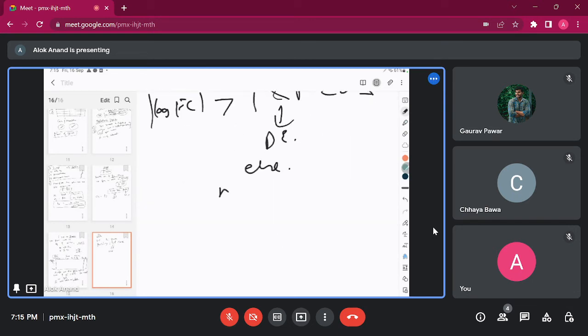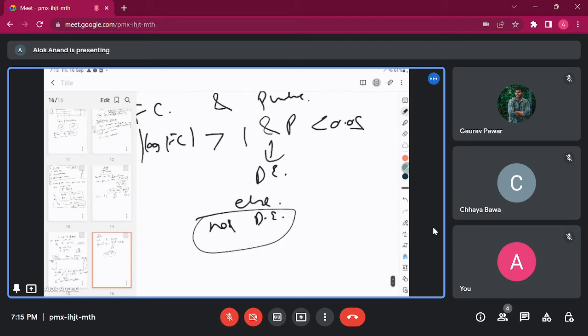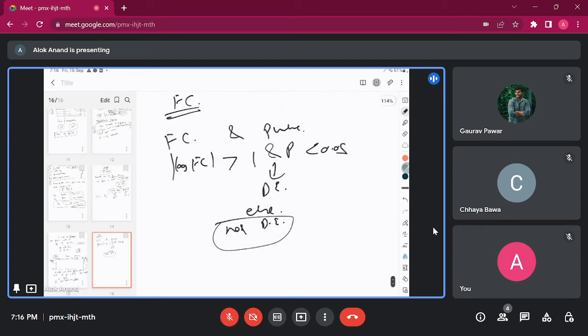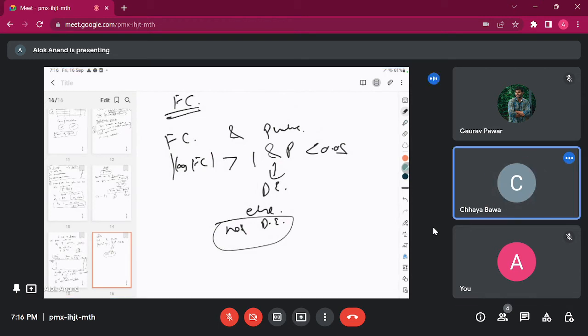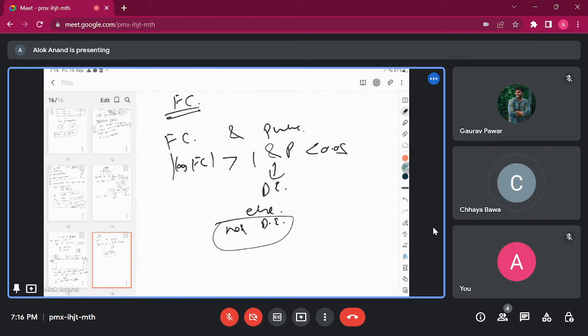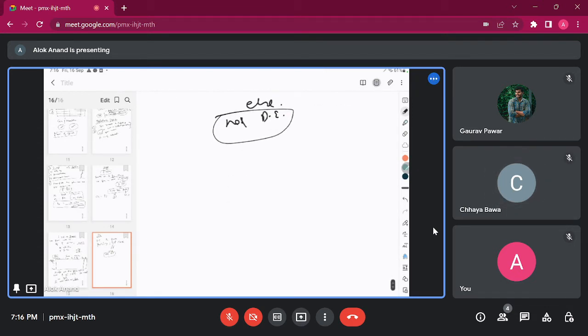else not differentially expressed. Now if you have any doubt till here, कोई पॉइंट समझ में नहीं आया तो बोल दो यार मुझे, मैं दोबारा से एक्सप्लेन करूंगा. बताओ गौरव, कोई पॉइंट जो क्लियर नहीं हुआ? I missed this one. Which one? ये fold change वाला? Yeah. देखो fold change तो क्लियर था ना, fold change क्या होता है?